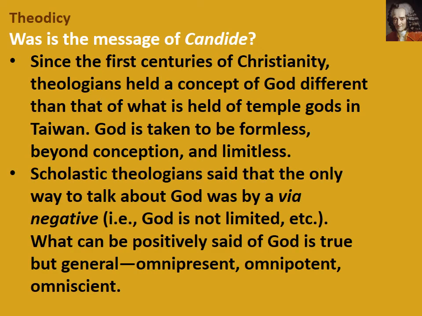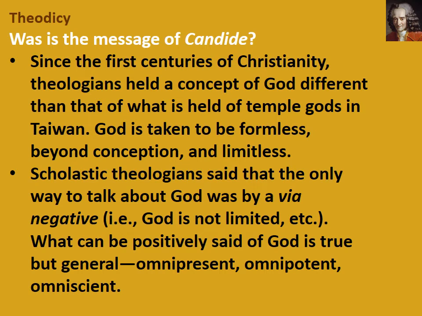Scholastic theologians, in other words, the Catholic philosophers of the Middle Ages, said that the only way to talk about God was by a via negativa. I'm sorry, there's a spelling mistake. The negativa should end with an A. A via negativa says we can only say negative things of God, like God is not limited. God is not this and not that.